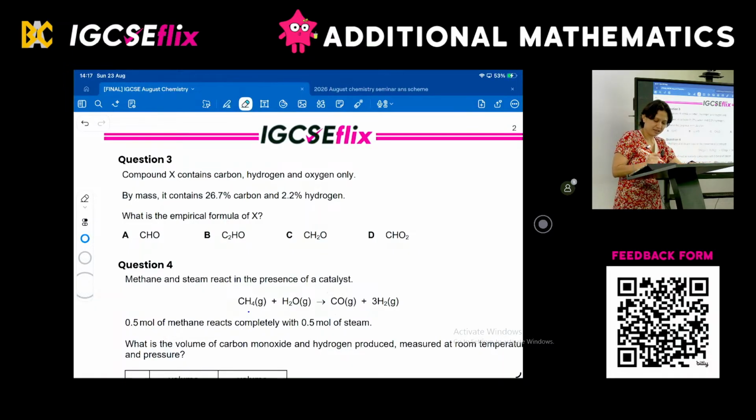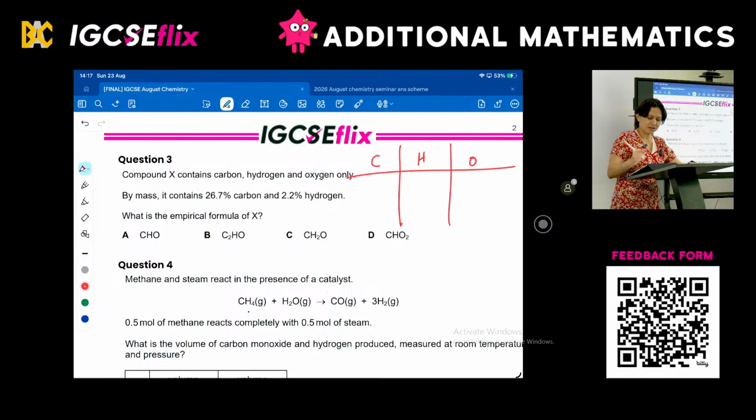C, H, and O. Always remember to read carefully. Teacher, where got O? They say oxygen. Alright, so 26.7 is carbon, 2.2 is hydrogen. So oxygen is 100% minus 26.7 minus 2.2. So you get how much left? 71.1. Correct. So this is the percentage. Do you understand? The answer also will give you a clue, CHO, CHO2.